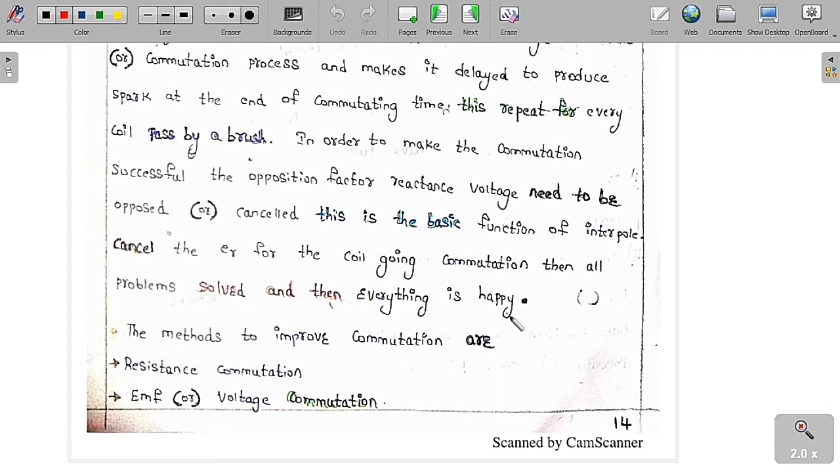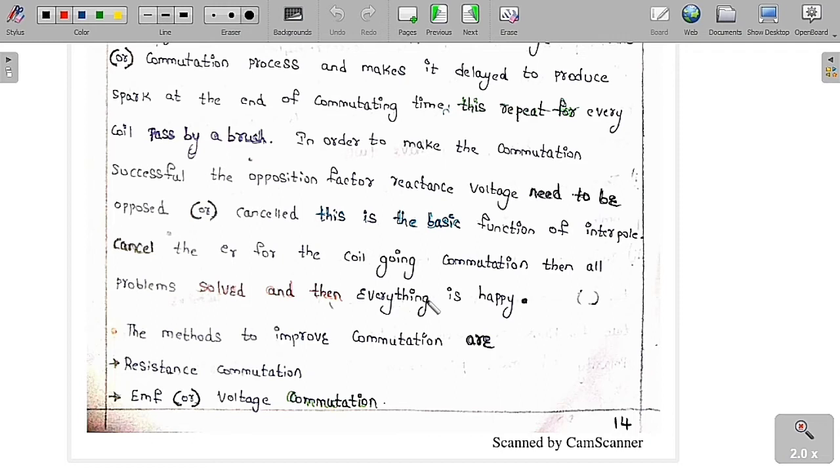Practically, the coil undergoing commutation has small inductance, and due to change in current, a voltage is induced in it. This is called the reactance voltage. According to Lenz's law, it will oppose the change in current or commutation process and makes it delayed, producing a spark at the end of the commutating time. This repeats for every coil which passes by a brush. In order to make the commutation successful, the opposing factor, the reactance voltage, needs to be opposed or cancelled.